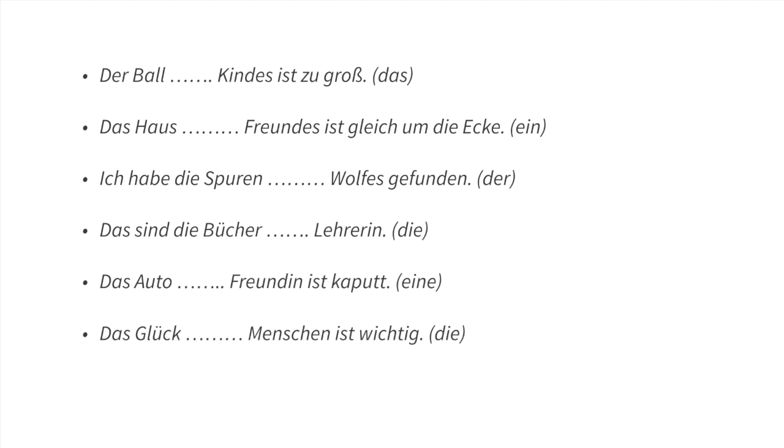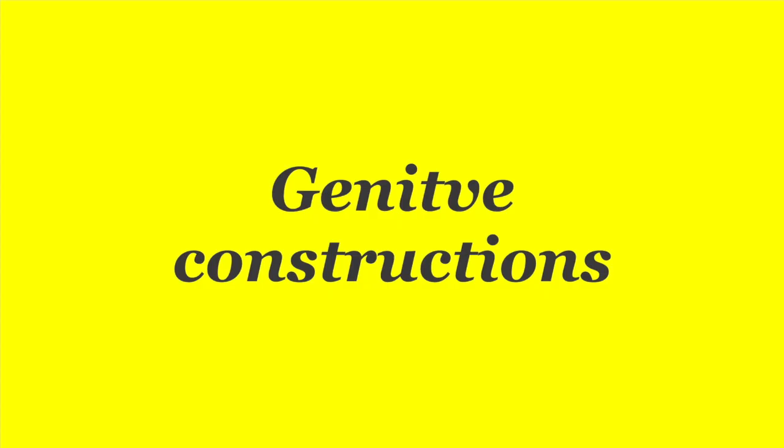Okay, let's go on. Das Glück, Menschen ist wichtig, die Menschen, we have a plural here. Das Glück der Menschen, definite article, das Glück der Menschen ist wichtig. And finally, we have, hat die Wände, ja, ein Zimmer eines Zimmers gemalt. Let's go on and learn something about the genitive constructions.